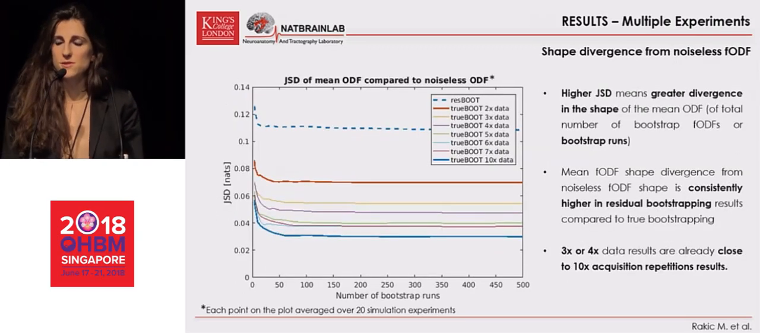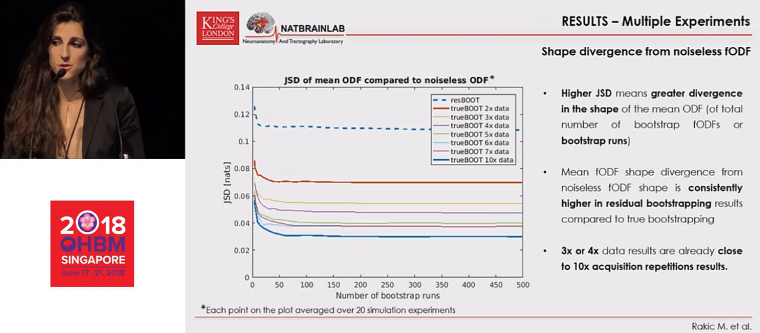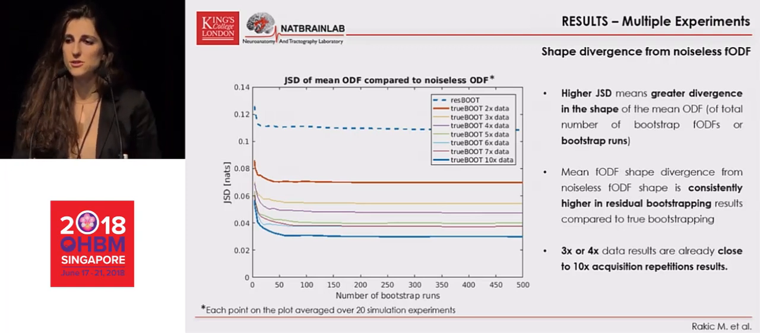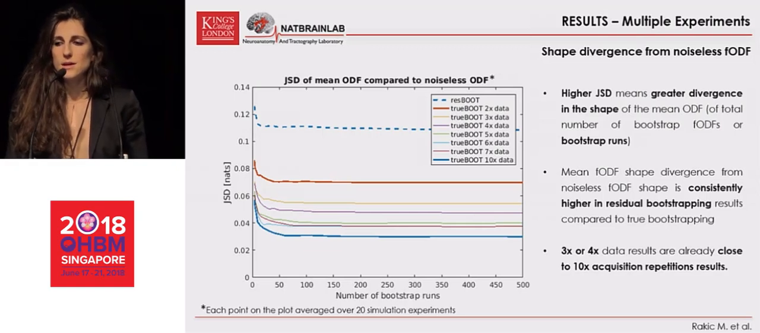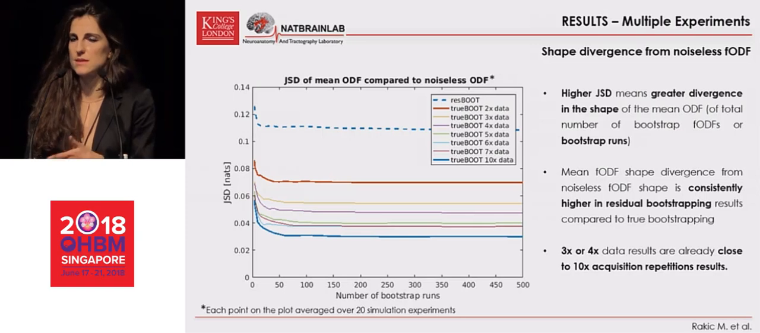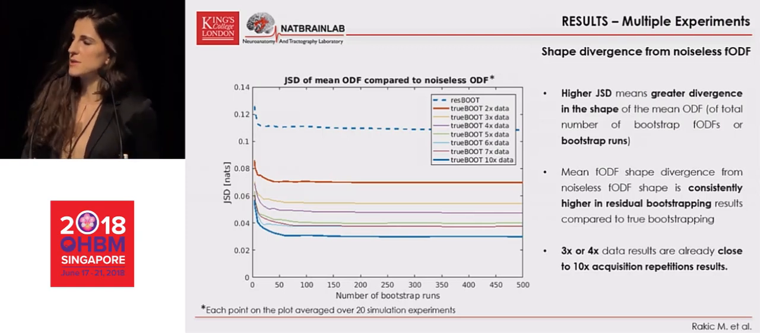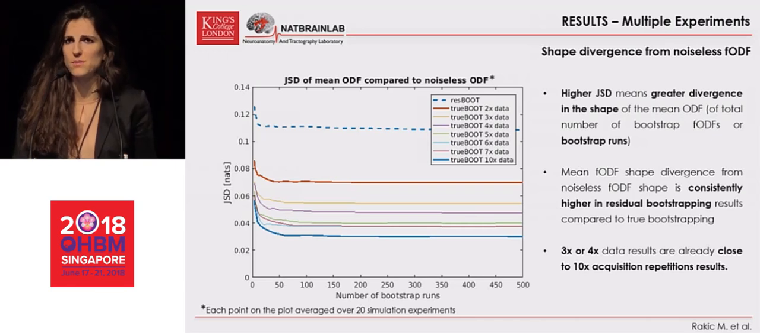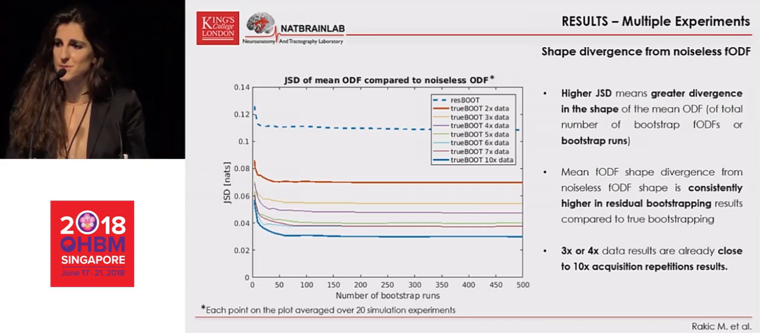And looking at the shape divergence of the mean ODF from the noiseless ODF, which again is sort of a gold standard, we can see, so first of all, just to mention, this was measured by Jensen-Shannon divergence, as a metric for shape dissimilarity of distributions. And the units are in nats, which is a unit for information, similar to bits, but based on natural logarithms.